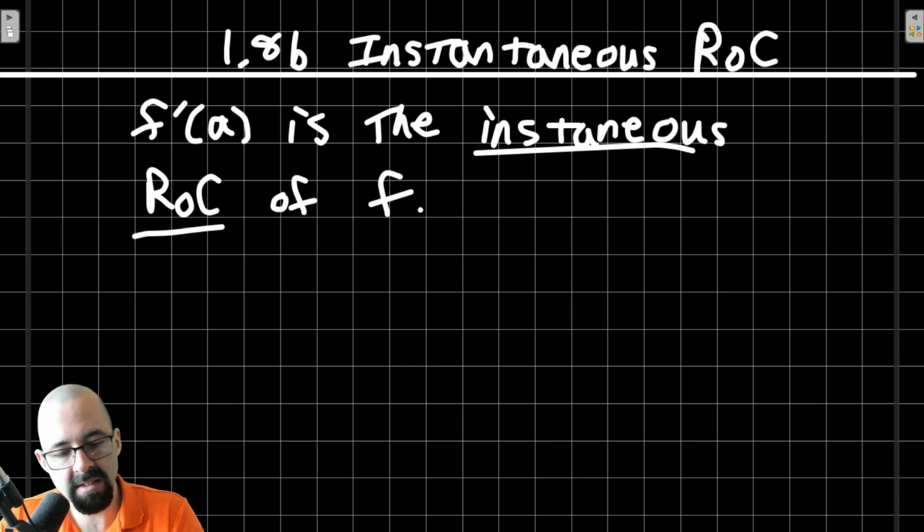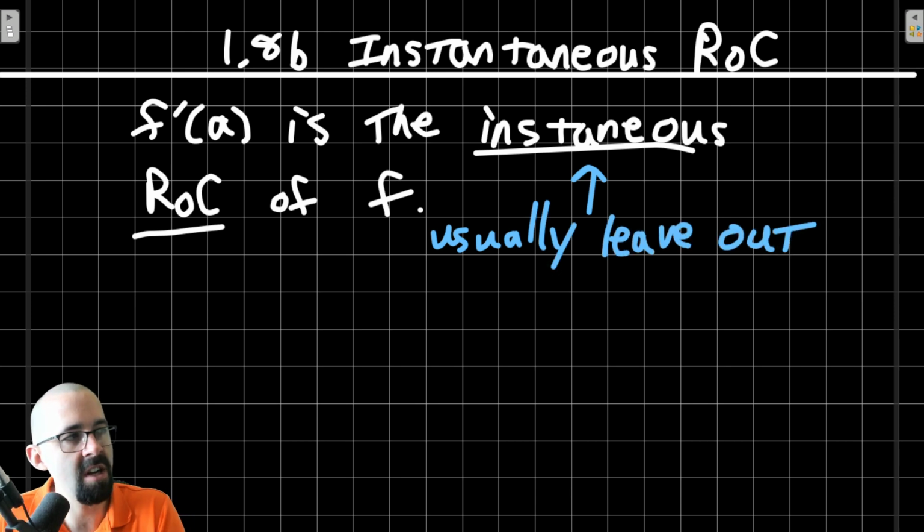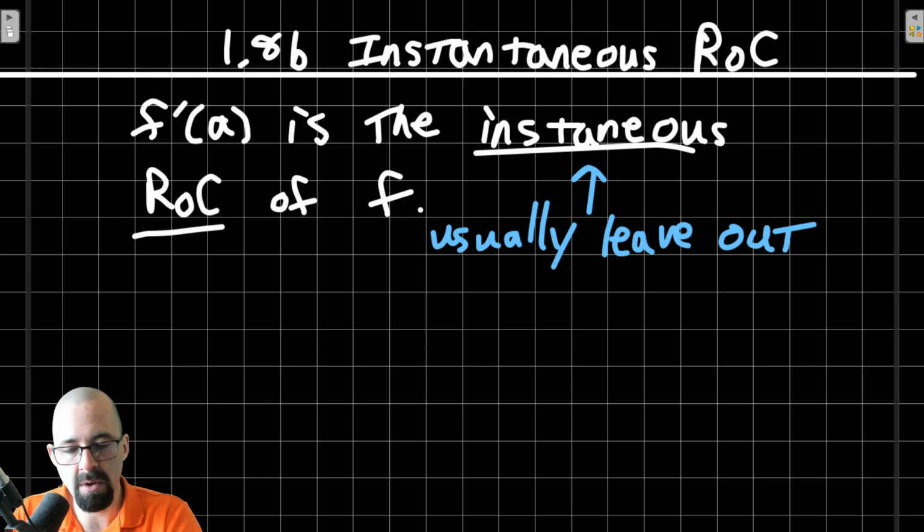And the thing here is that usually we leave out that word. So if we want average rate of change, we have to say the word average. If we just say rate of change, we mean instantaneous rate of change. Okay? So instantaneous just means derivative, and usually we drop the instantaneous part.